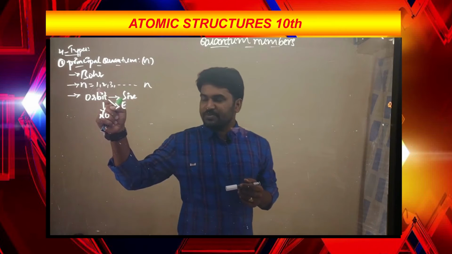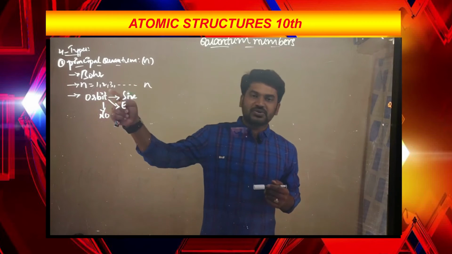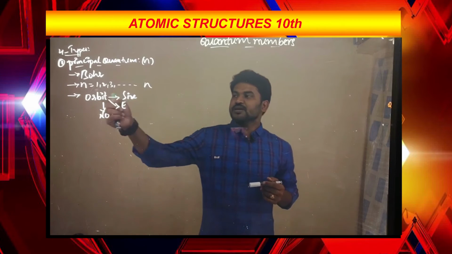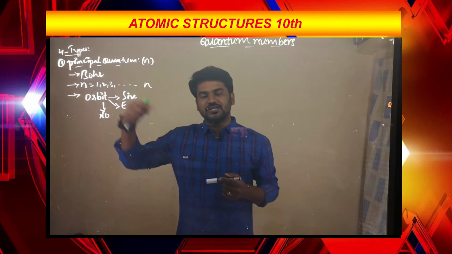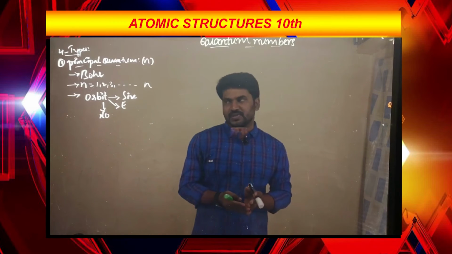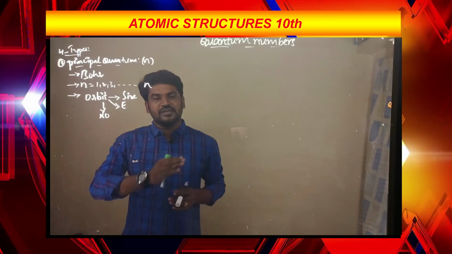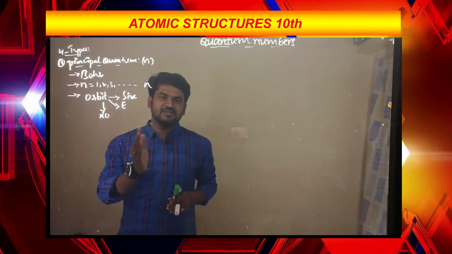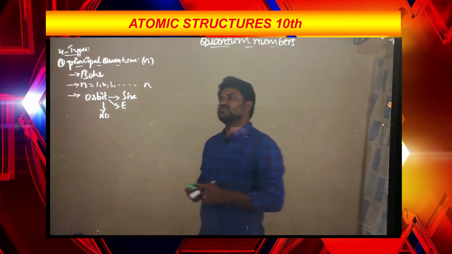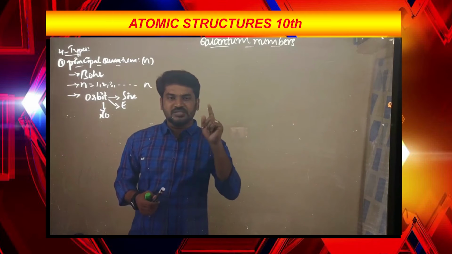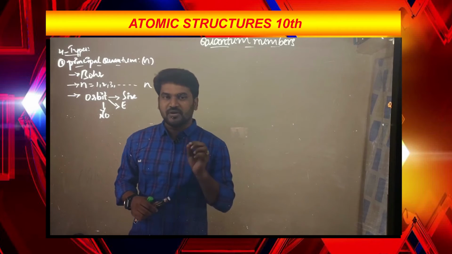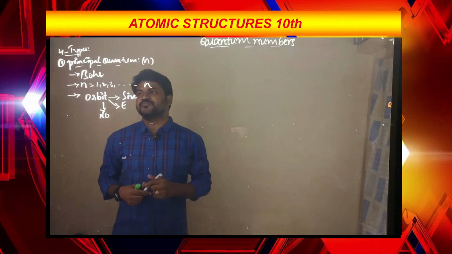So suppose the first orbit is there. If you go to the second orbit, what happens? The number increases, yes or no? Automatically the size increases, and the energy also increases, right? So the number increases, the size increases, so the energy also increases. So that is what the principal quantum number is doing, it is giving the information about the orbit. So let us discuss further.